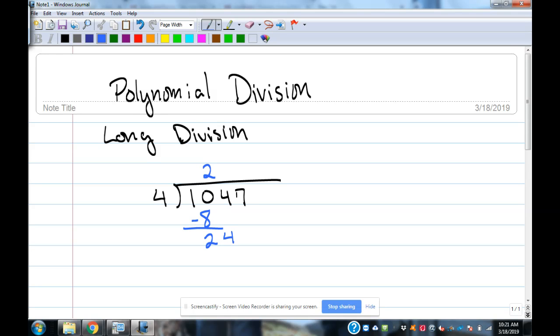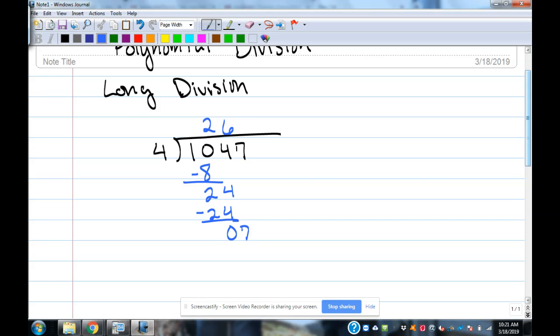What times 4 gets me closest to 24? Happens to be 6, and that is 24. Subtract. That's 0. Bring down the 7. What times 4 gets me closest to 7? 1. 1 times 4 is 4. Subtract. 7 minus 4 is 3. Does 4 go into 3 any? No, it's too small. Once this gets smaller than your divisor, you know you're finished.